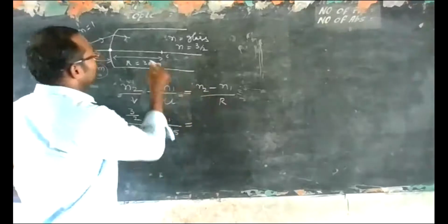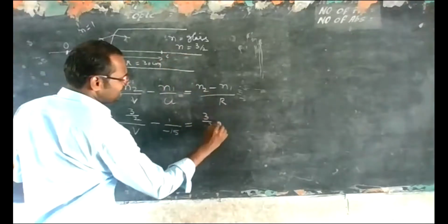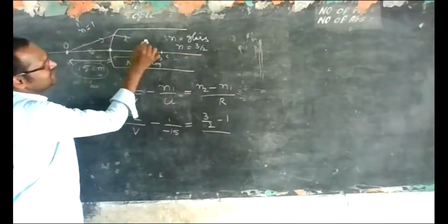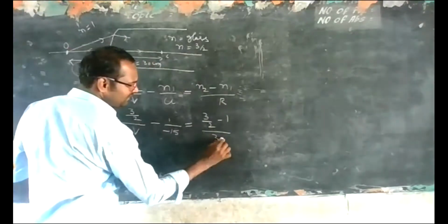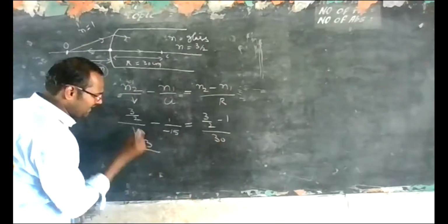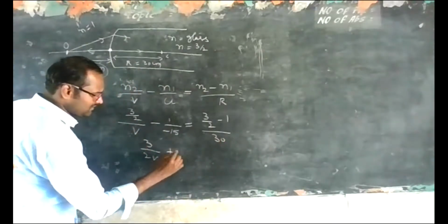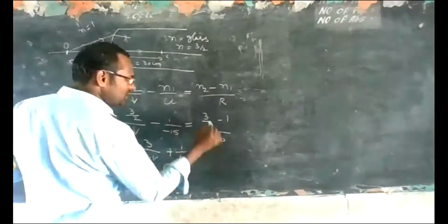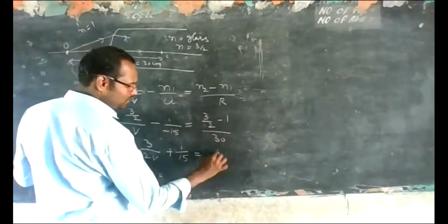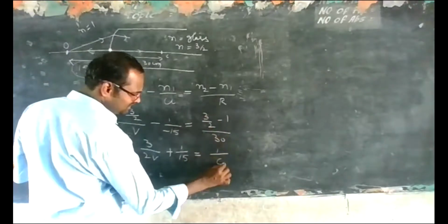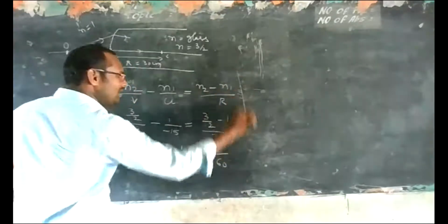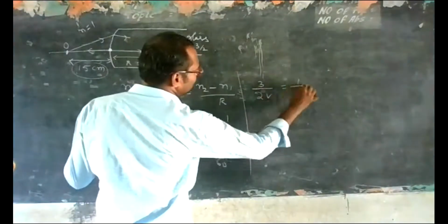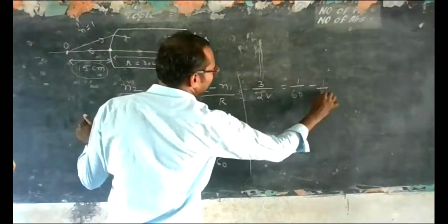Is equal to N2, which is 3 by 2, minus N1, upon the radius of curvature. We measure it in the direction of the incident ray, so it is 30 only. So 3 by 2V minus minus 1 by 15; minus of minus is plus 1 by 15, is equal to 3 by 2 minus 1, which is 1 by 2, into 30, which is 1 by 60. So what you are getting is 3 upon 2V is equal to 1 by 60 minus 1 by 15.